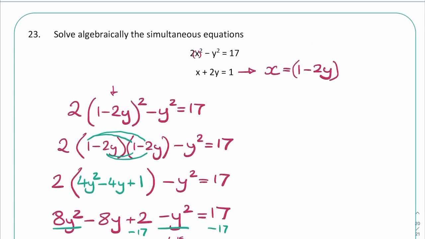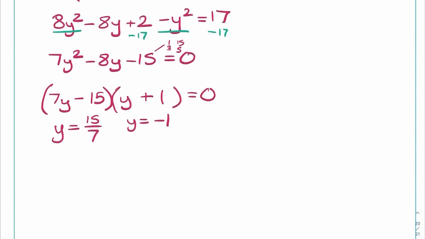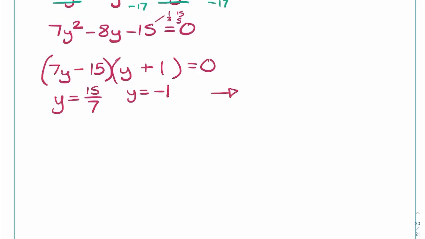Now we've got the values of y, we want the values of x. So let's use this equation up here. X is equal to 1 minus 2y. So let's just put this to the side. X is equal to 1 minus 2y. So let's do the easy one.